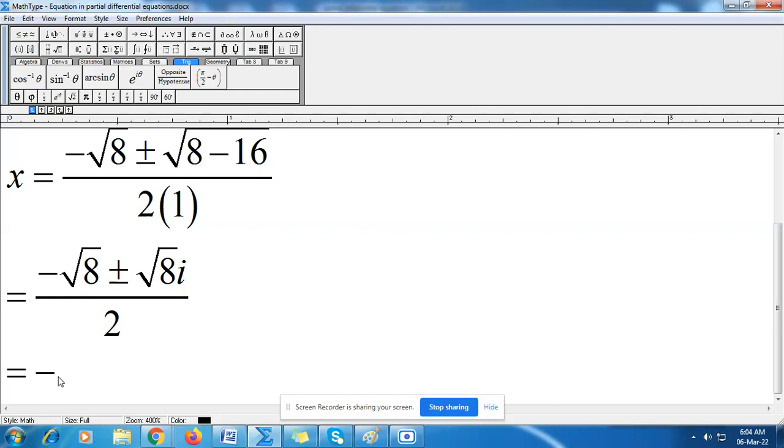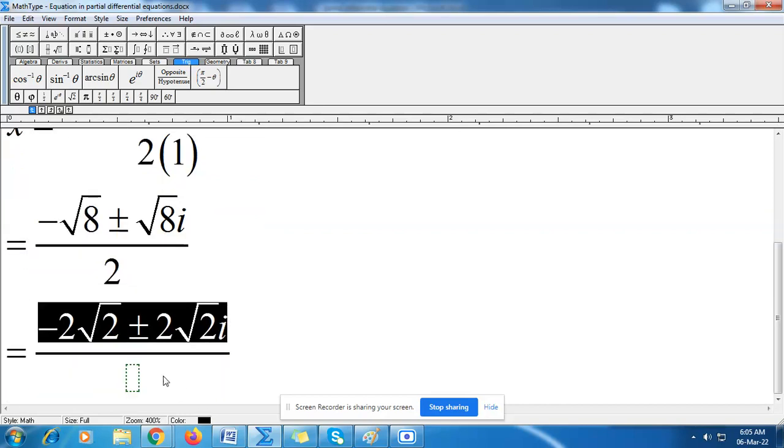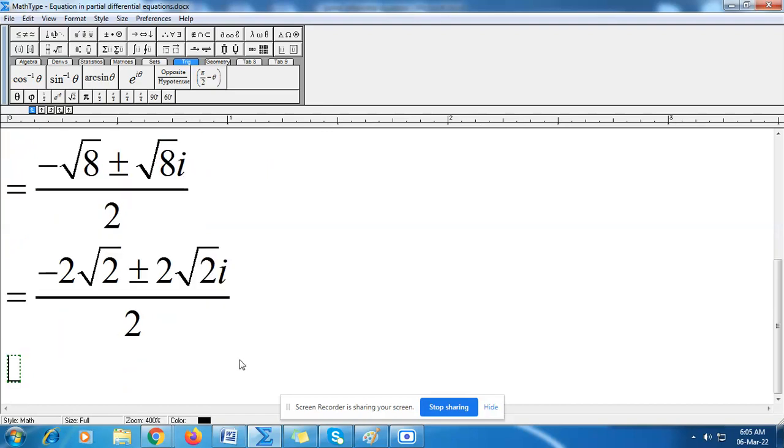That is minus 2 root 2 plus or minus 2 root 2 into i, whole by 2, which is minus 2 root 2 by 2, minus root 2, plus or minus 2 root 2 by 2, which is root 2 into i.